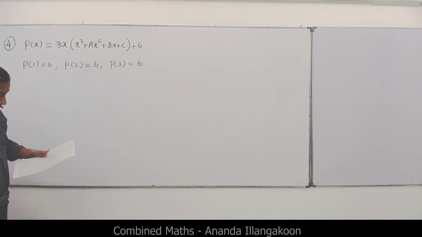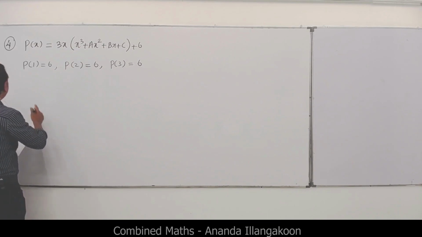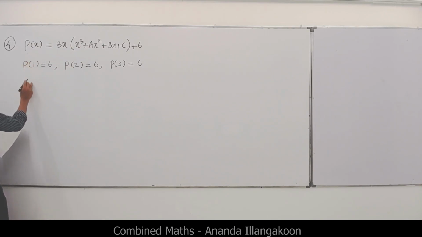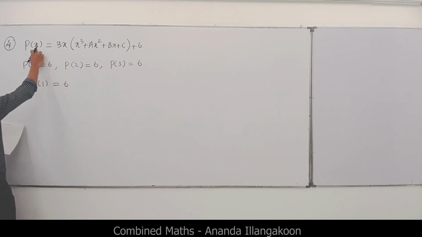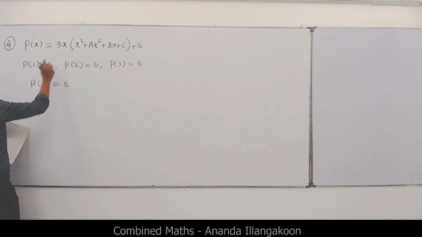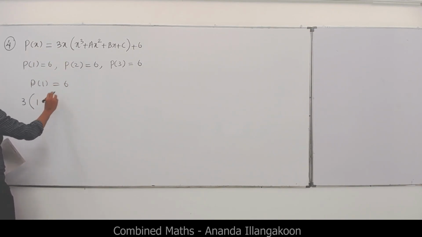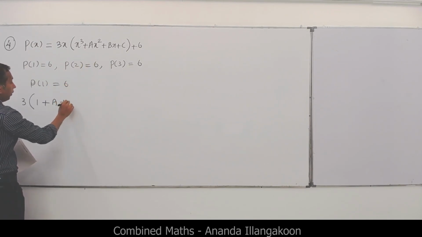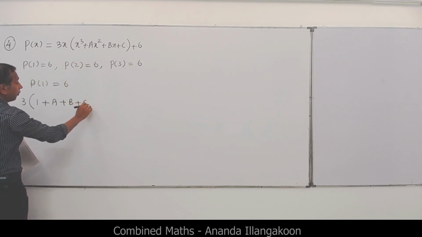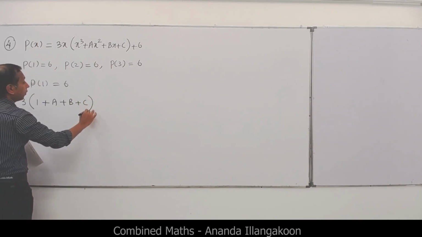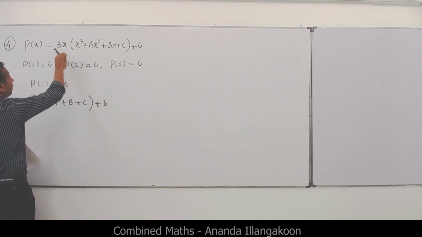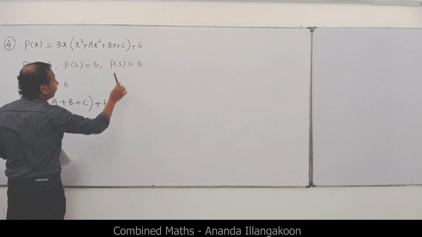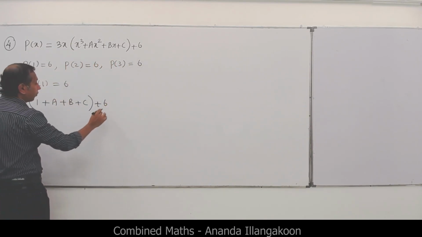Right. Now put in x equals 1. P(1) is 6. P(1) means put here x equals 1. Here 1 cubed is 1, 1 squared times A means A, 1 into B is B, plus C, plus 6. It is the right hand side. When we put x equals 1, we get that is equal to 6.